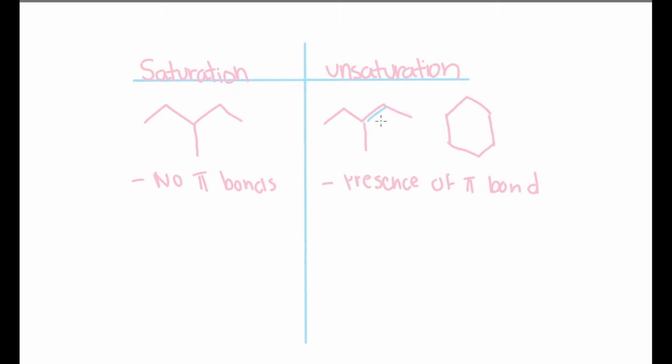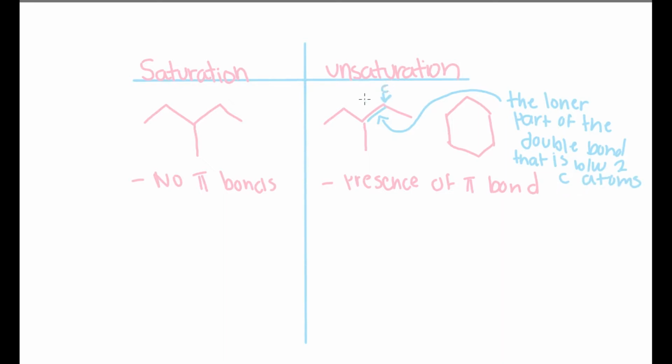I like to think of a pi bond as the loner part of the double bond that is between two carbon atoms. Here's our two carbon atoms, one there, second one right there, and this blue portion is the loner part of the double bond. So when we're talking about unsaturated molecules, it's important to point out degree of unsaturation.